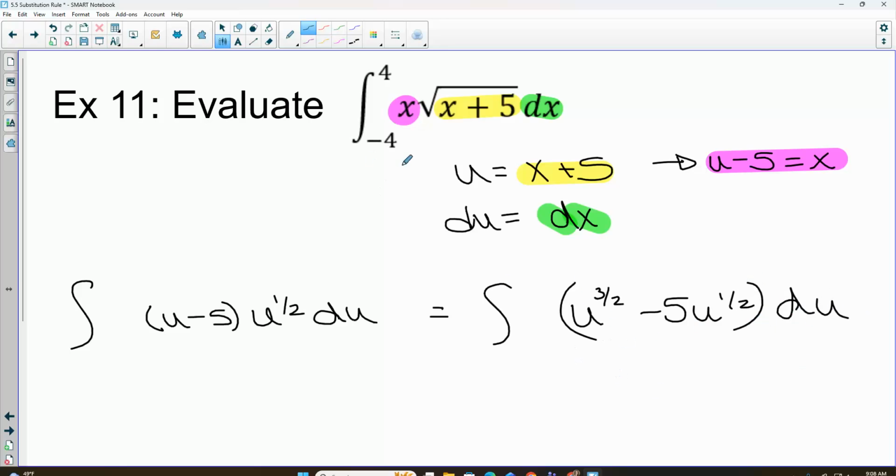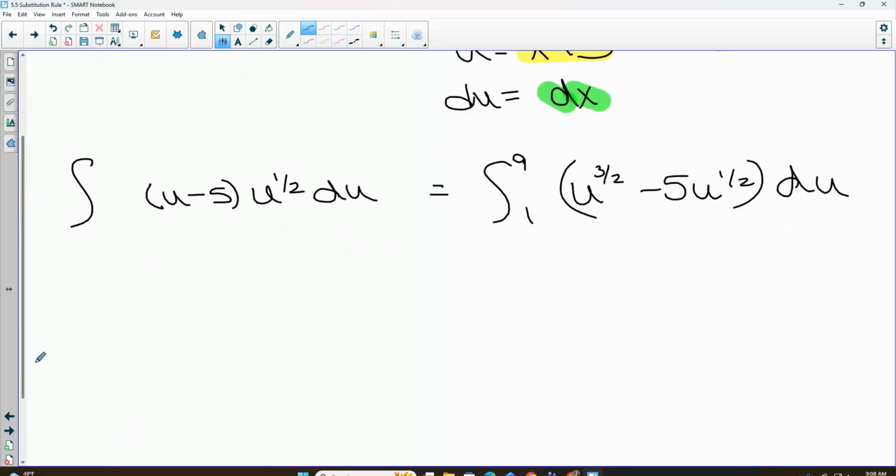If you do change your limits, if x is -4, -4 plus 5 will be 1. If x is 4, 4 plus 5 will be 9. Or if you choose not to, then don't worry about it. You'll just plug your x back in at the end.